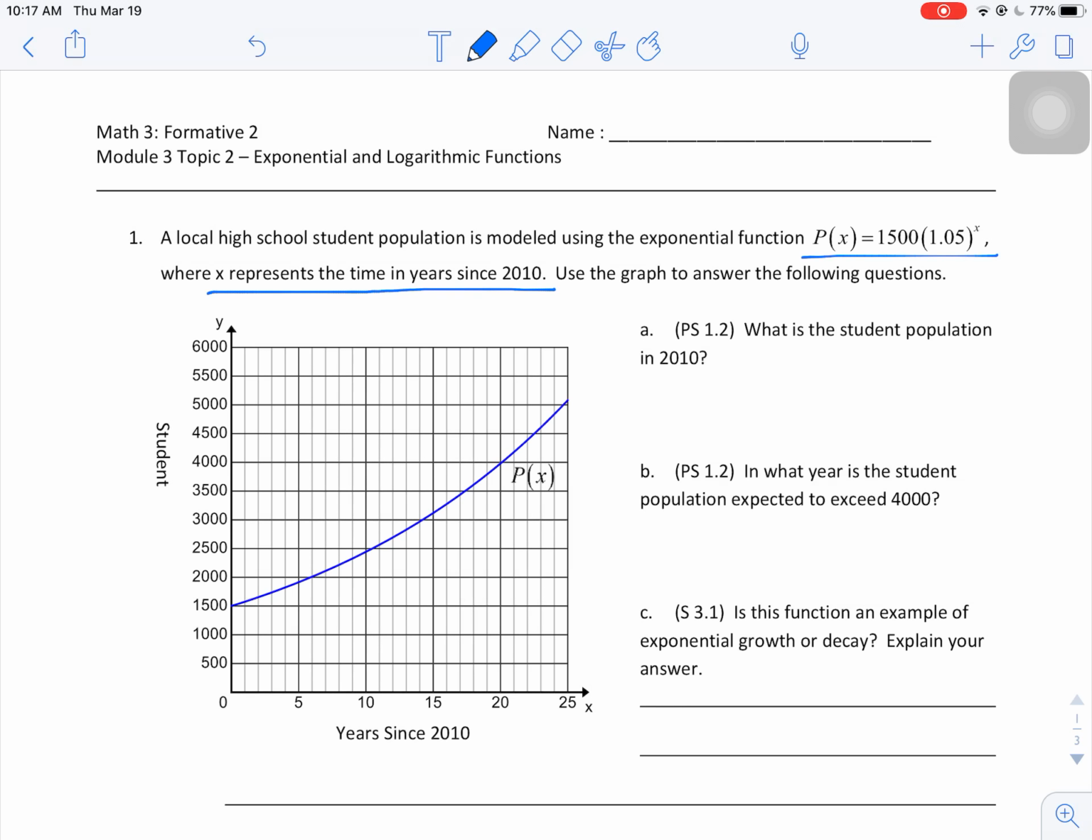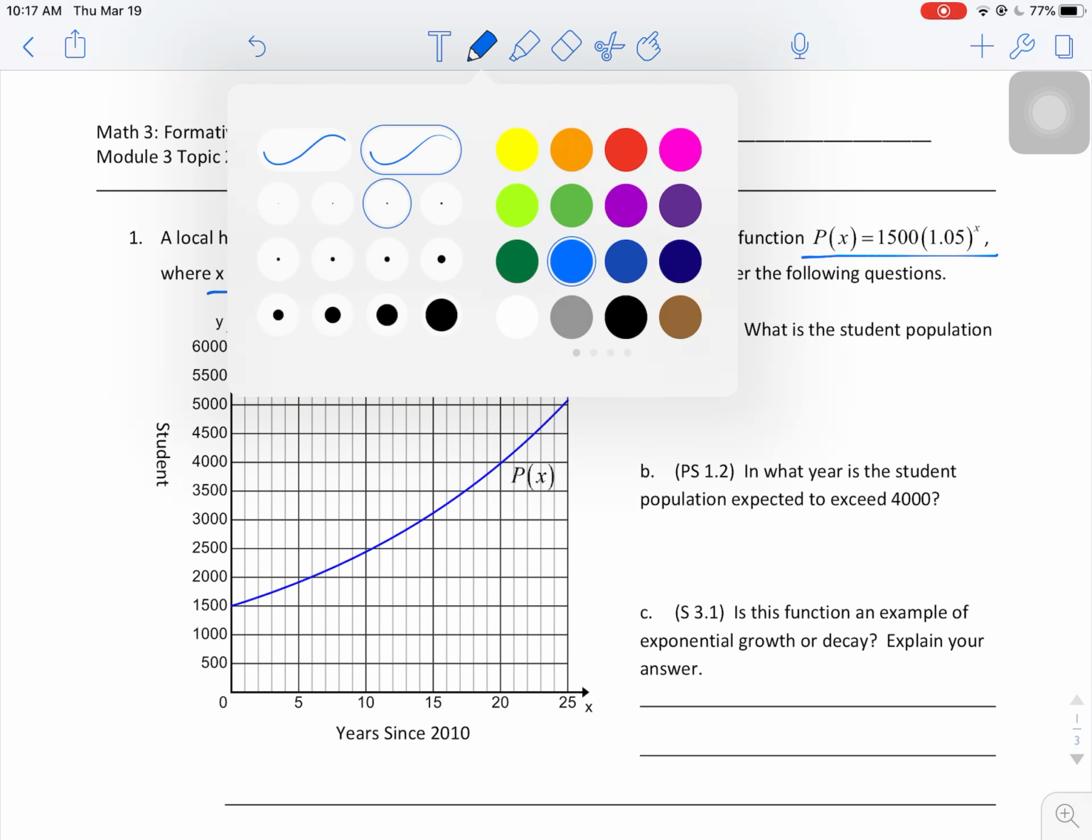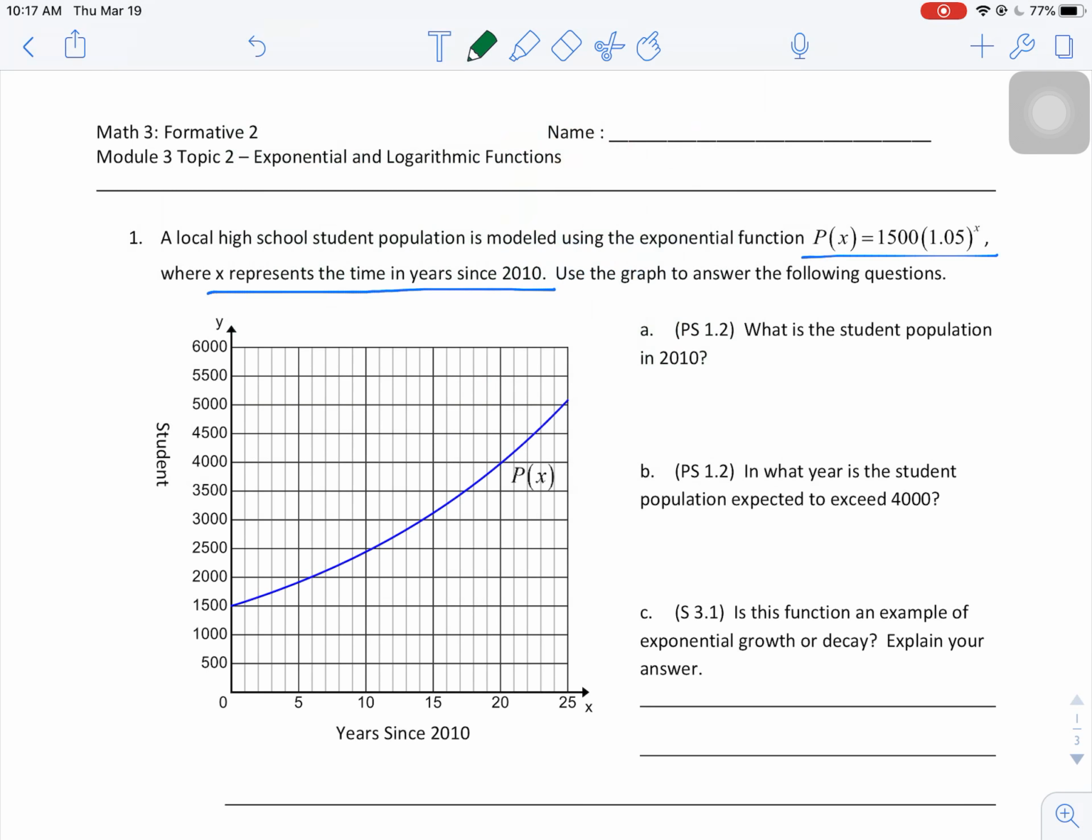So since we start in 2010, we're looking at our y-intercept. So right here, 1500. We also know that from the equation, right? The initial value is that a value in the front. That's 1500 as well.